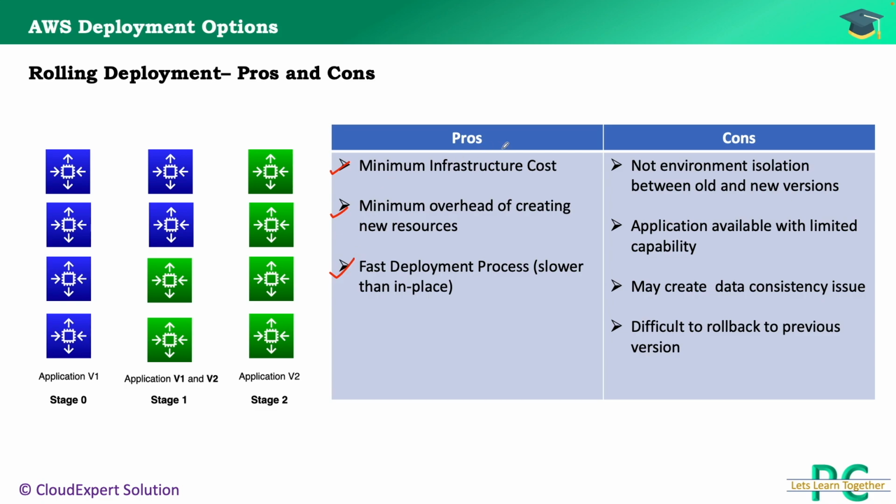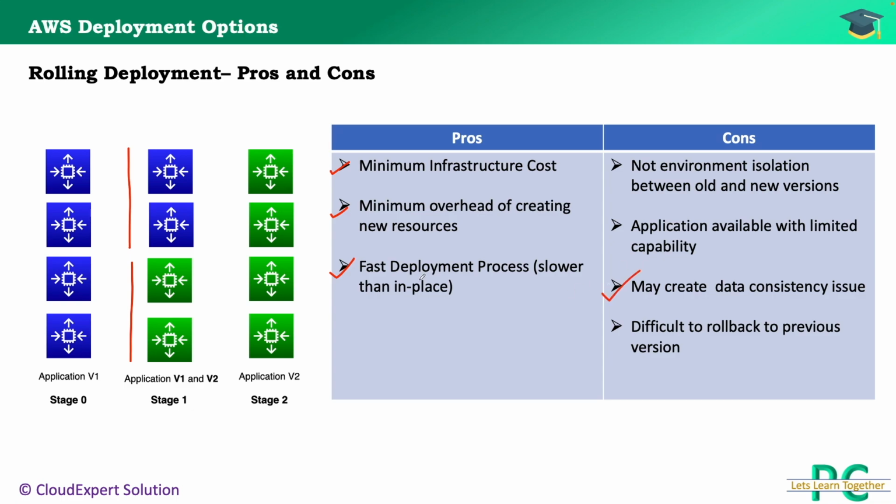Coming back to cons, environment isolation is not there. You can see that two different application versions are running simultaneously. Now, if both the applications have some data structure changes or have some significant amount of changes, then you can end up having inconsistency of data. Again, that depends on the delta between version A and version B, or version 1 and version 2. As we discussed, it may create data consistency issues.